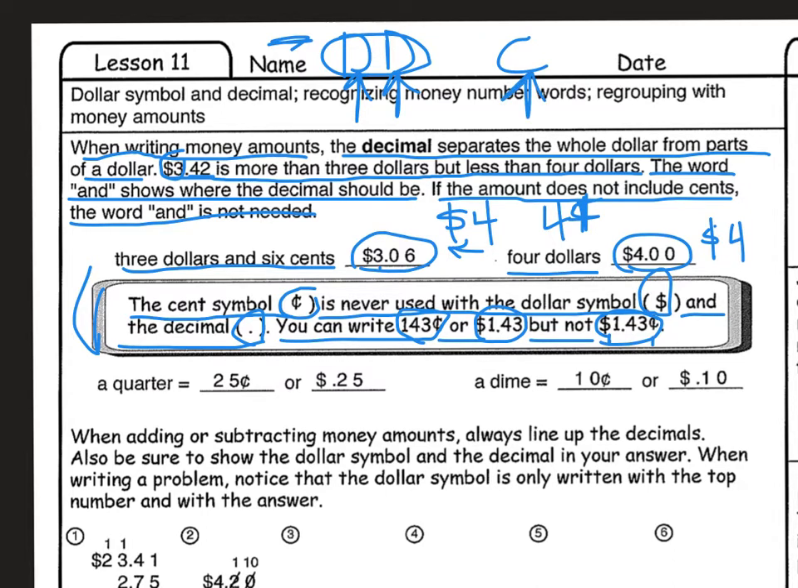C is cent sign. Cent sign is always by itself. He's a loner. The cent sign is a loner. Never put the cent sign with a decimal point. Never put the cent sign with a dollar sign. Now, another thing you need to know about the cent sign is it goes after the number. A lot of kids forget and they write it before the number. So I'm going to show you right now some different ways of writing money using a dollar sign and a cent sign.